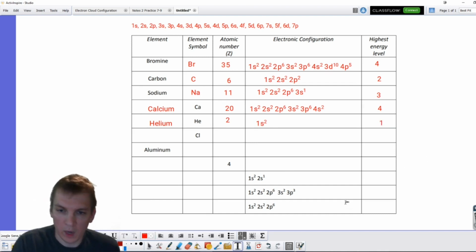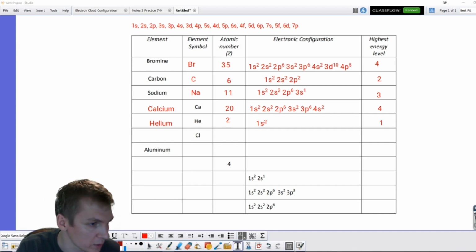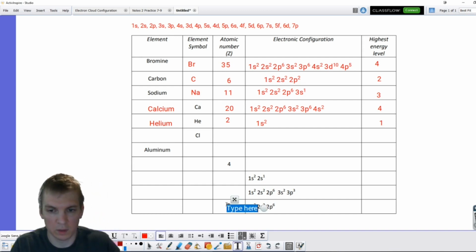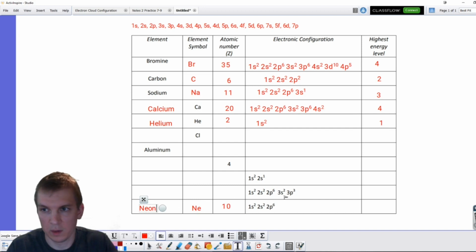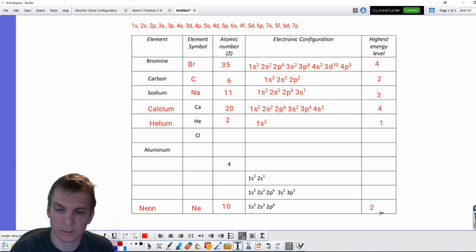Okay, let's just do one of these small ones on the bottom. Let's do like the very last one, the one where we actually have to count the electron configuration. So for instance, I've got 2, 4, 10 total electrons. So on my periodic table, number 10 on the periodic table is going to be neon. So I'm going to put in a 10 for the atomic number. The symbol for neon is Ne. I'm going to go ahead and type that in, neon. And then the highest energy level is the big number, so that's 2. So that's how you would do that.